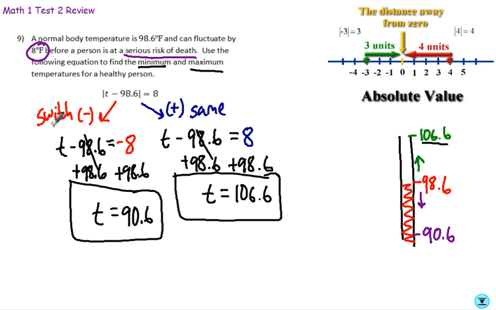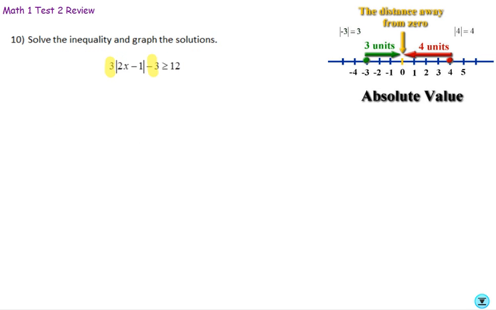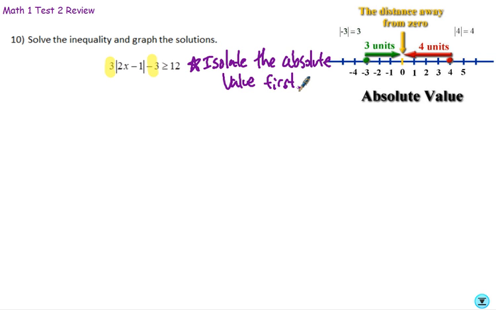notice there's no number in front of the absolute value, there's no number behind it. Well, if you look at this one, there is a number in front and there's a number behind. So we have to isolate the absolute value first. What that means is just get rid of all the random numbers that are floating around there.